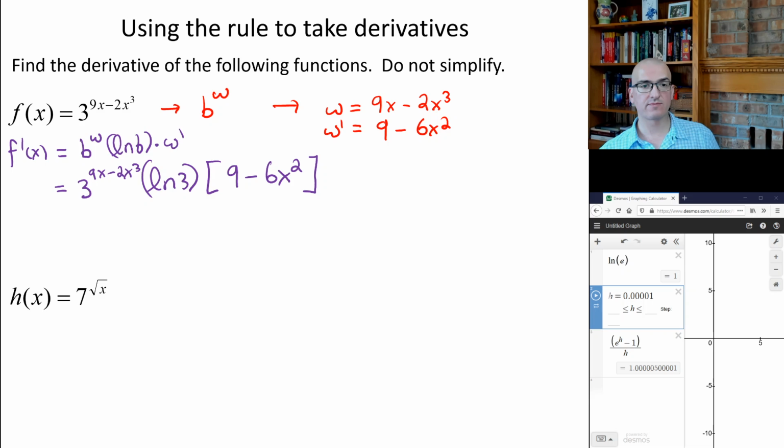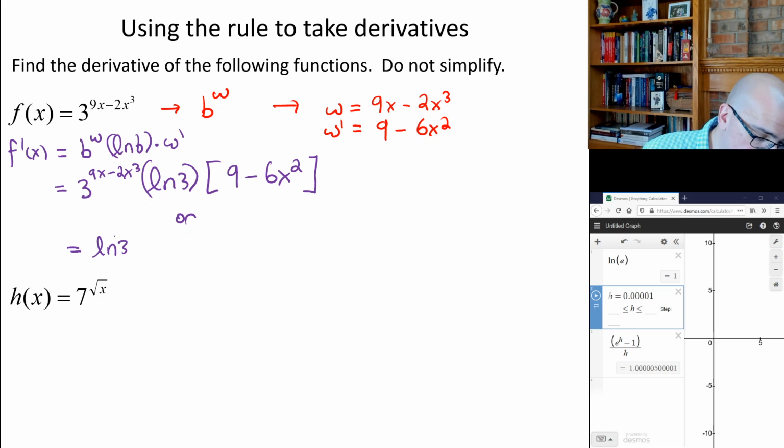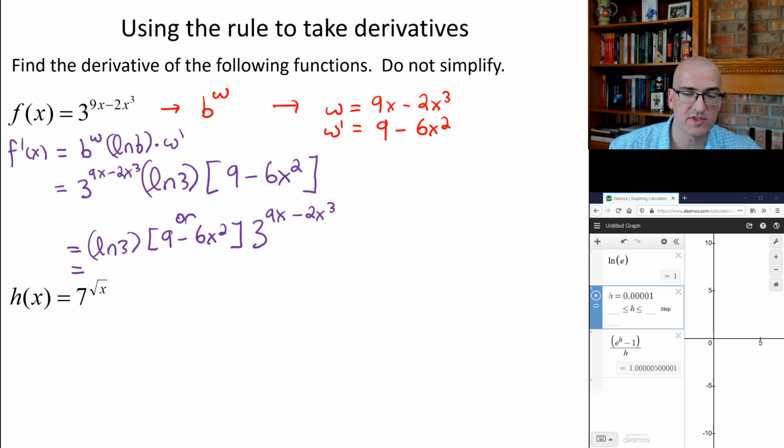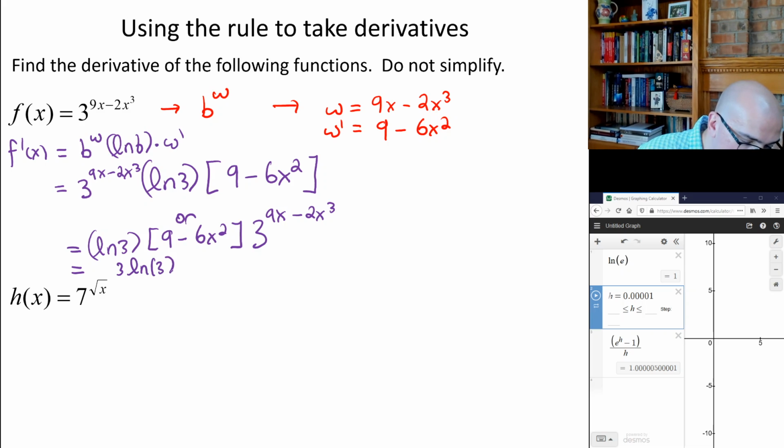It breaks some of the rules, so I'll write something else underneath it. We're supposed to put constants out front, so I'm going to put a ln 3 out front. And I'm going to write the polynomial piece, 9 minus 6x squared afterwards. And then I'm going to put the exponential, 3 to the 9x minus 2x cubed after that. And we could even go further. We can common factor a 3 from the stuff inside the brackets. So I'll put the 3 in front of the ln 3, 3 ln 3 times 3 minus 2x squared times 3 to the power of 9x minus 2x cubed.